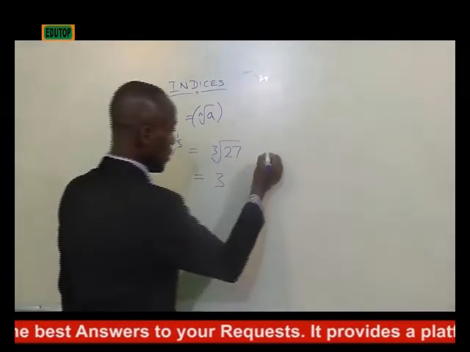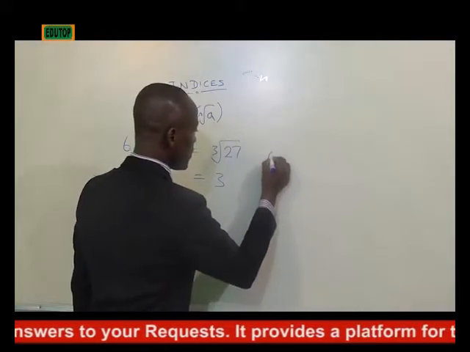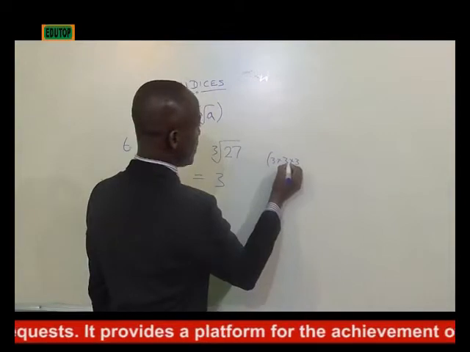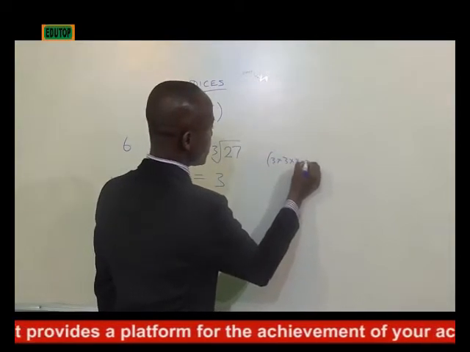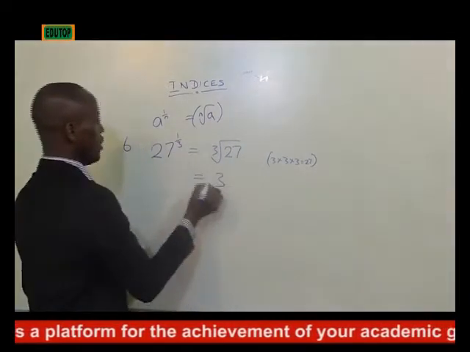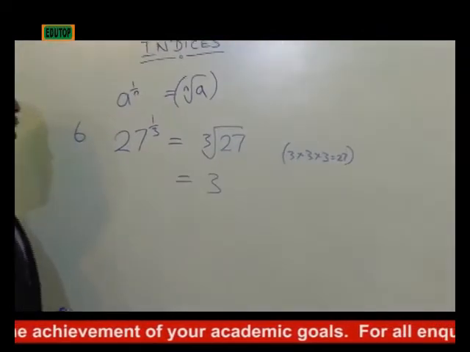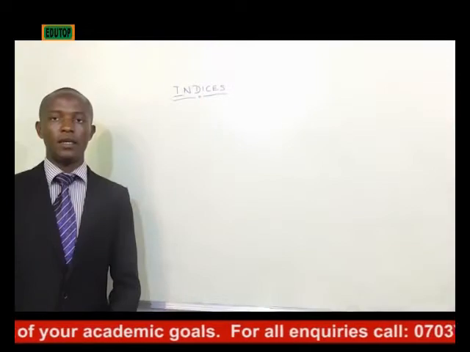We can just check it. That will be 3 times 3 times 3, which is 3 times 3 is 9, 9 times 3 is equal to 27. So this gives us our final answer for example 6.